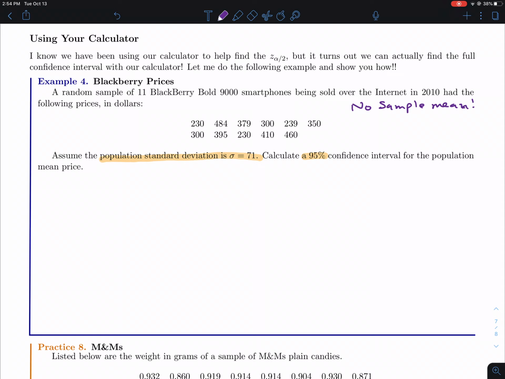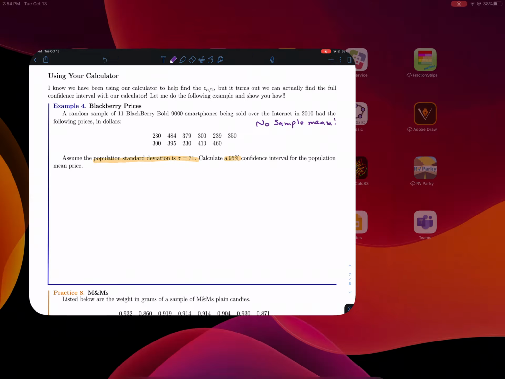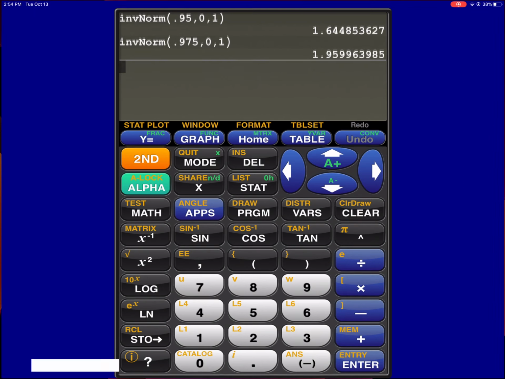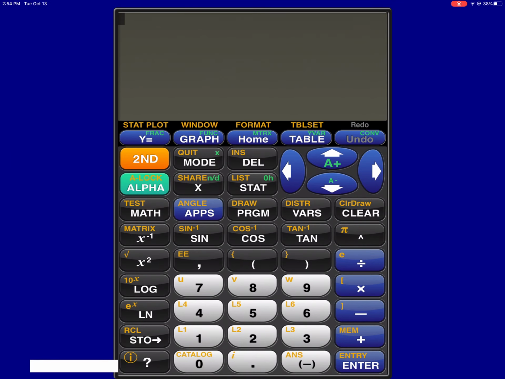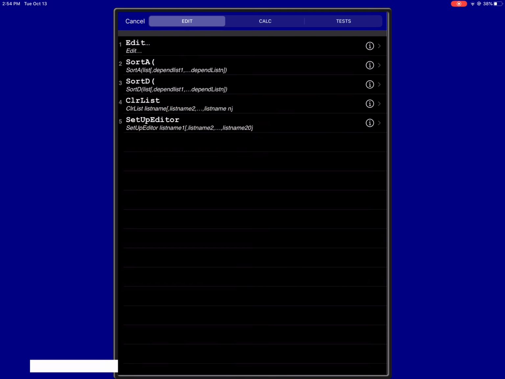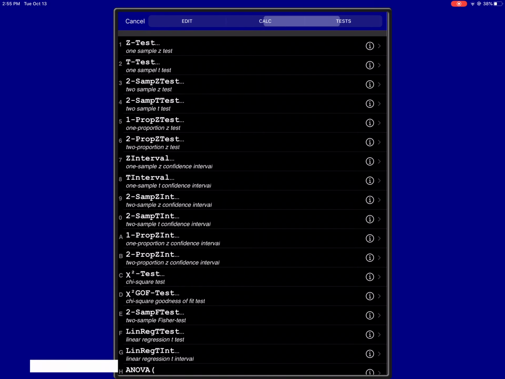I should have typed these into the calculator beforehand, so I'm going to end up going back and forth, but that's okay. Let me show you which command it is first, and I'll show you how to use it. So let's go to our calculator. In this case, instead of vars, we're going to go to stat, and we want to go to test.